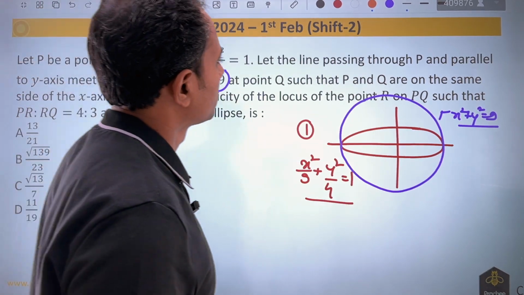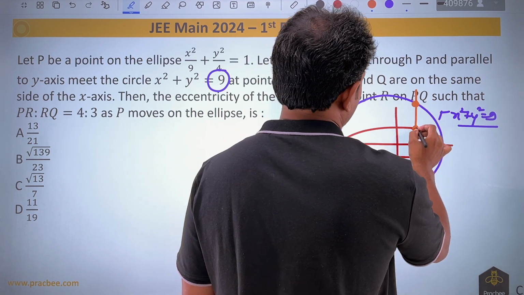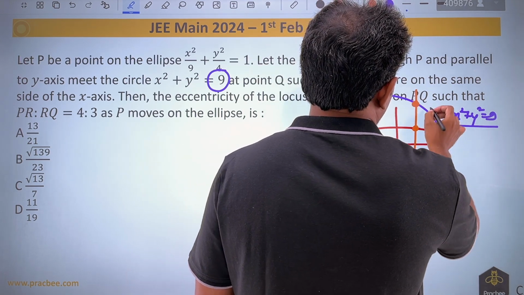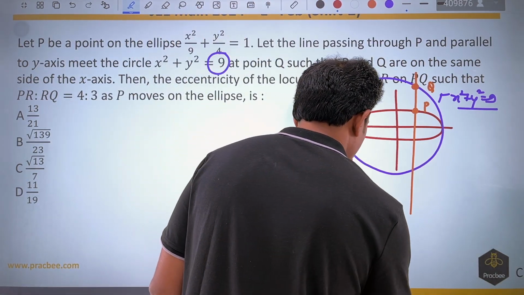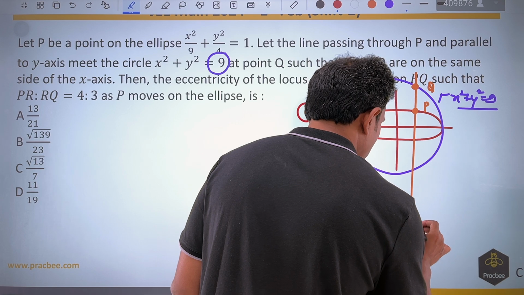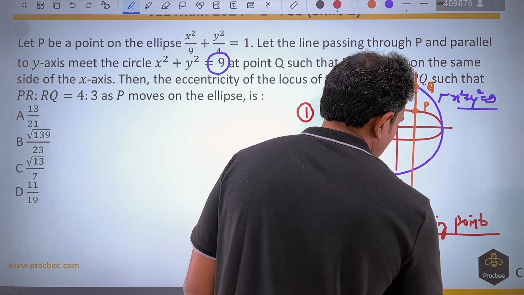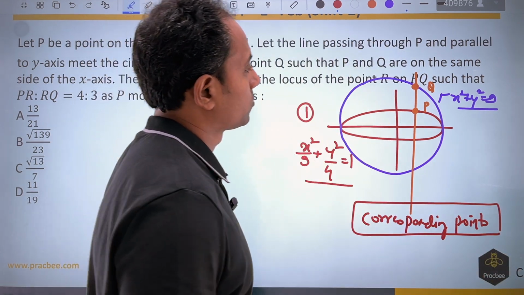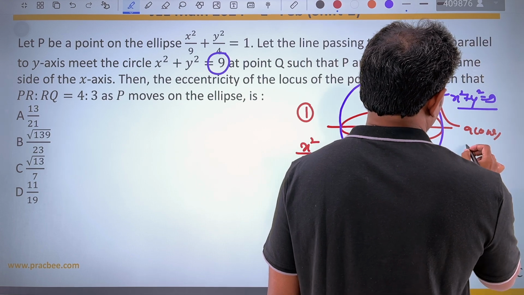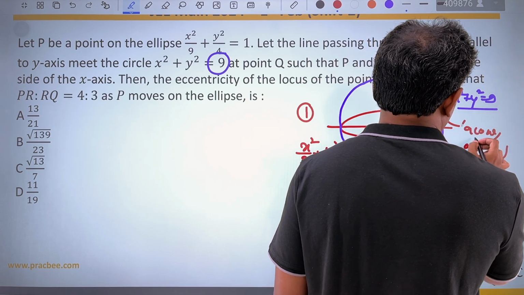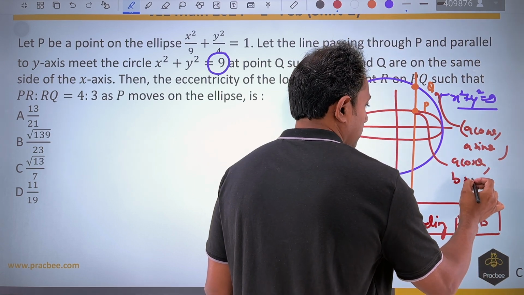Now they are saying that there is a line parallel to the y-axis, and P and Q are on the same side of the x-axis, like this. So this point and this point. P was on the ellipse, Q will be on the circle. Now we have learnt a very important concept of corresponding points. We are using the concept of corresponding points in this question. So when we learned the parametric equation, I told you that if I take this point as a cos theta, a sin theta, correspondingly this point P will become a cos theta, comma b sin theta.